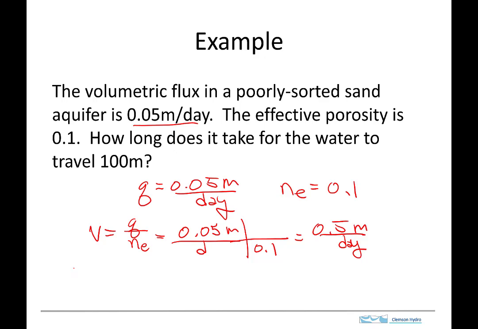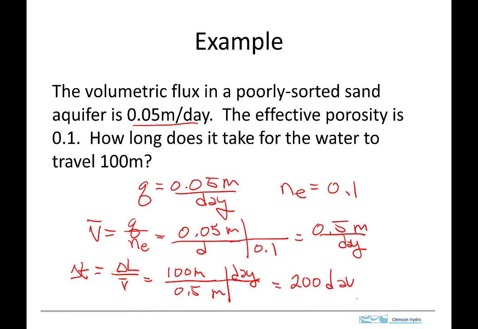And travel time will be equal to the distance divided by velocity. So that's going to be 100 meters divided by 0.5 meters per day. And that'll be equal to 200 days. That's how long it takes water to move over this 100-meter distance.